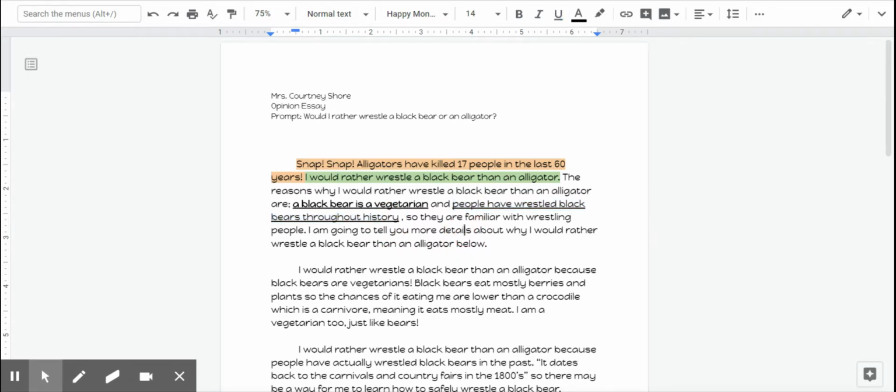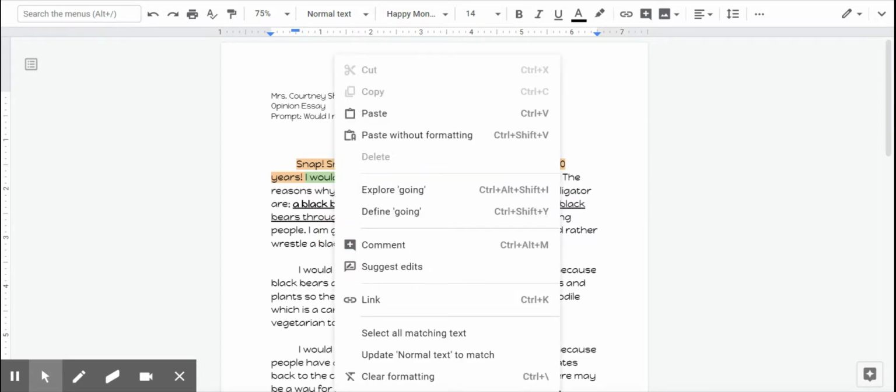All right. So they are familiar with wrestling people. That's part of this detail here. I'm going to tell you more details about why I'd rather wrestle a black bear than an alligator below. Now, this is just a transition sentence. You could really say all kinds of different things here. You could say something along the lines of, I'm going to explain more to you about black bears' diets and about why some people have wrestled bears in the past, or more about circuses involving wrestling bears. But really, you want to just transition from your introductory paragraph.